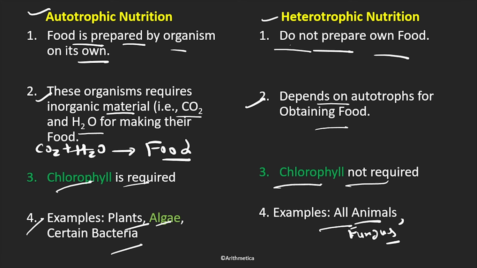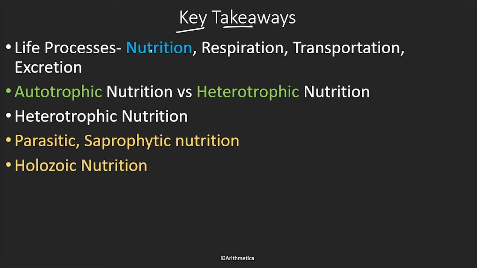You can mention here: food is prepared on its own. They do not prepare their own food. These organisms require inorganic material. They depend on autotrophs for obtaining food. Chlorophyll is required. In heterotrophs, chlorophyll is not required. Examples are plants, algae, certain bacteria, and in heterotrophic nutrition, all animals and fungi are examples. These are the key takeaways from this lecture.